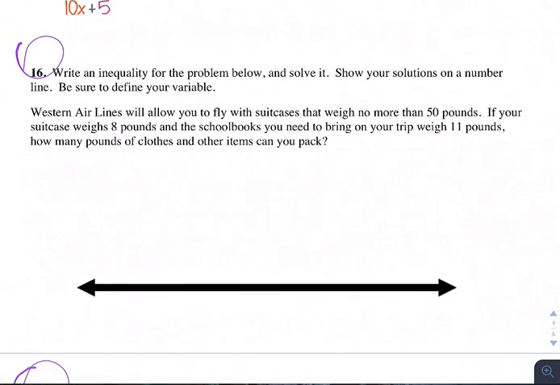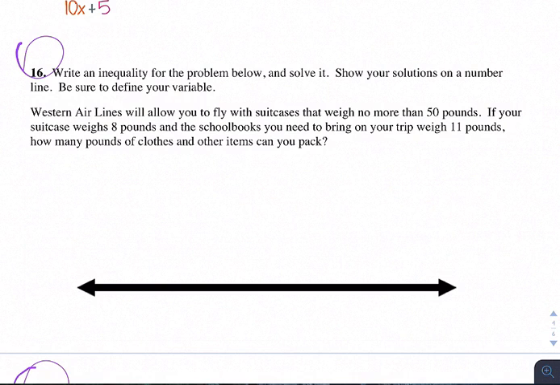All right, number 16 says, write an inequality for the problem below and solve it. Show your solutions on the number line. Be sure to define your variable. So, Western Airlines will allow you to fly with suitcases that weigh no more than 50 pounds. If your suitcase weighs 8 pounds and the school books you need to bring on your trip weigh 11 pounds, how many pounds of clothes and other items can you pack?